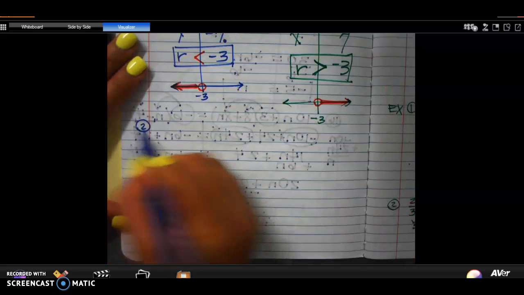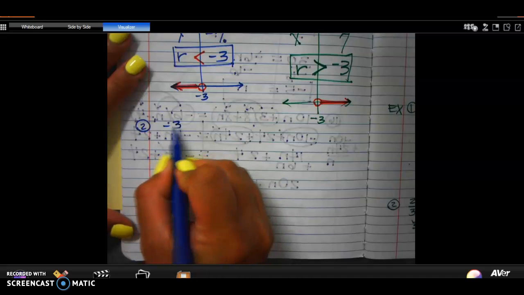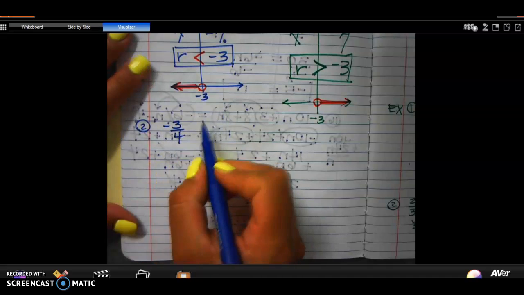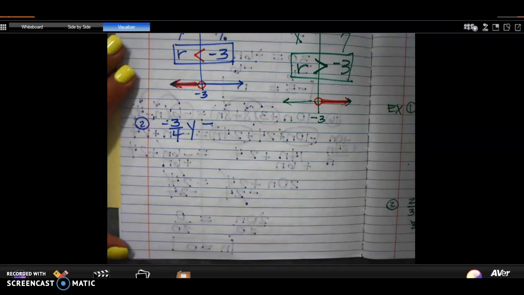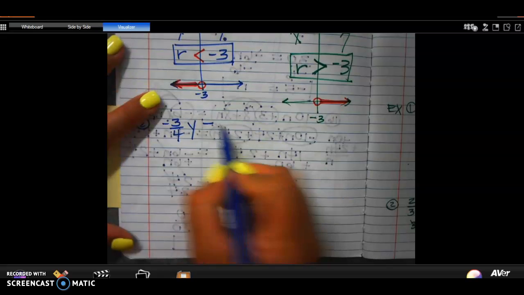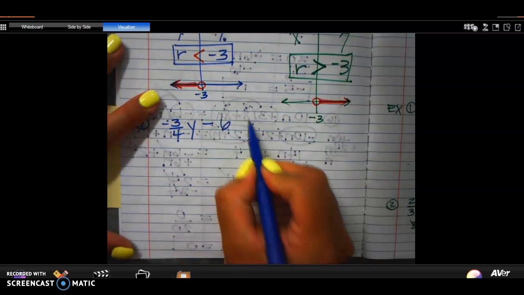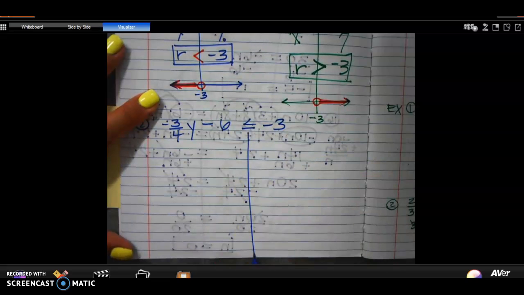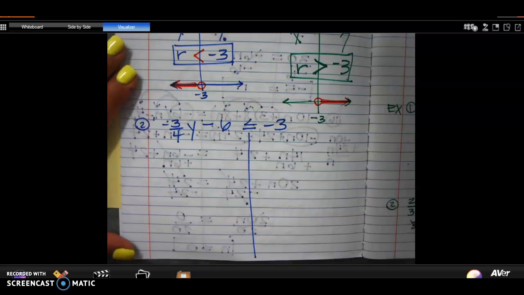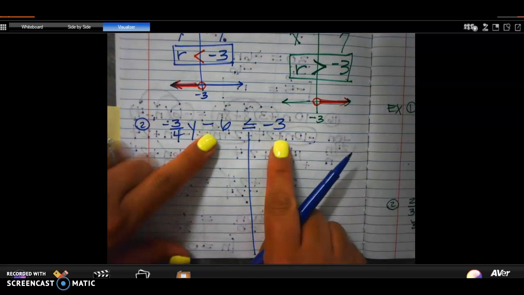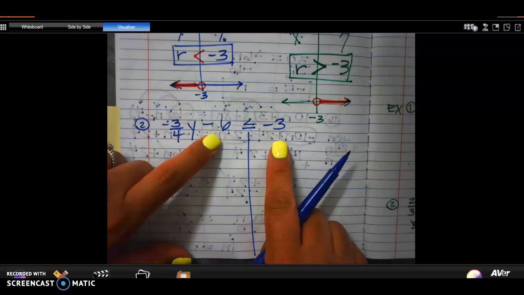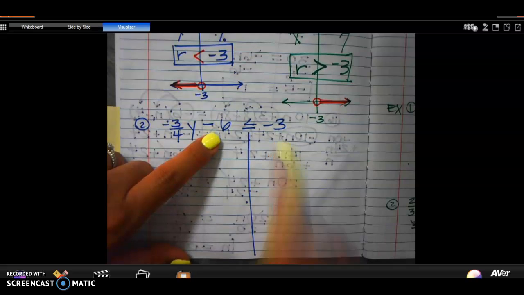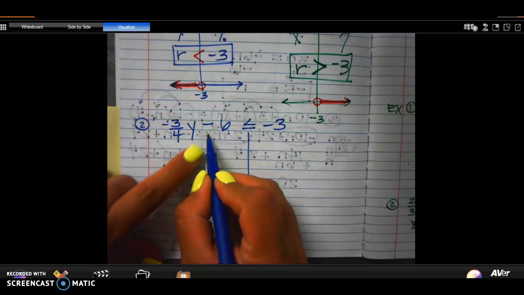Okay, our next example is going to be -3/4 y minus, sorry, my light turned off, -6 less than or equal to -3. Okay, split up our problem down the equal sign. Okay, I cannot simplify anything on either side, so I'm going to go ahead and start rearranging. Remember, simplify means to either combine or distribute. I cannot do either. So I'm going to go ahead and rearrange.